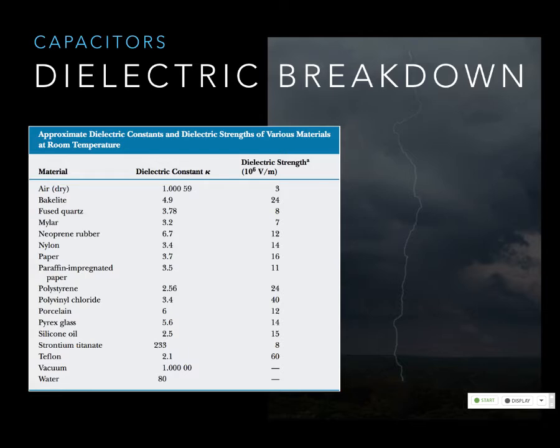Even paper has a dielectric constant of 3.7. You need 16 megavolts per meter to get dielectric breakdown. That's a lot bigger than 3. So if you're building a capacitor and you don't want the electrons to arc to the other plate, just putting paper in between your two plates is more effective than air. Teflon is a pretty good insulator. It has a dielectric constant of about 2. You need 60 megavolts per meter to do that. Vacuum is 1. Apparently it doesn't have a dielectric strength. Things can just jump across the vacuum.